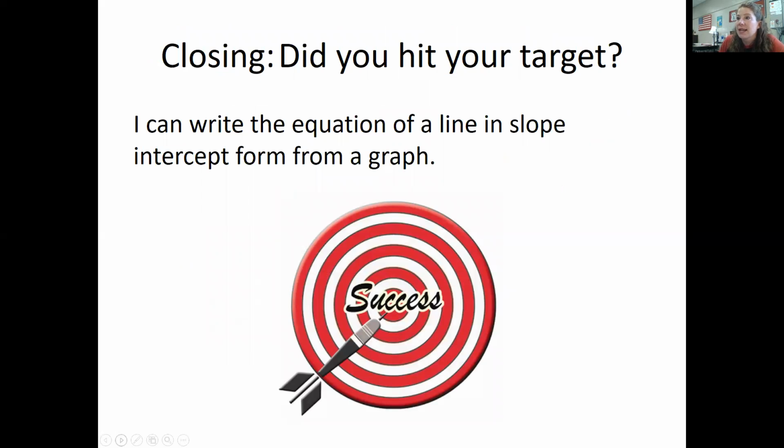Did you hit your target? I can write the equation of a line in slope-intercept form from a graph. All right, so I hope that helped you guys. I hope that was a good reminder for those of you that needed someone to remind you about horizontal and vertical lines.